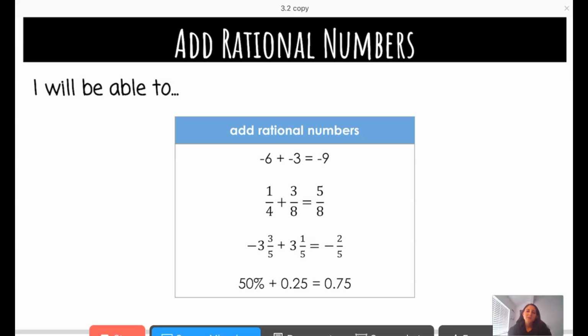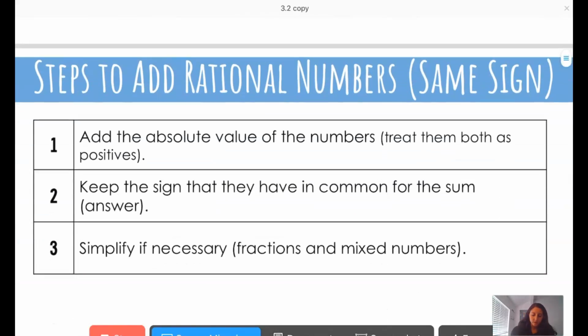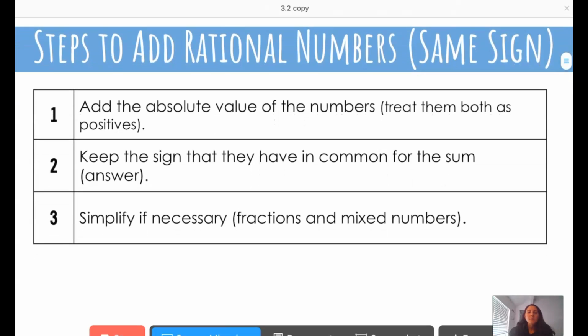Hey class, today we're going to look at adding rational numbers. So by the end of this lesson, you will be able to add rational numbers. Remember, a rational number is any positive or negative number that can be written as a fraction. So first, let's look at the steps to adding rational numbers with the same sign.